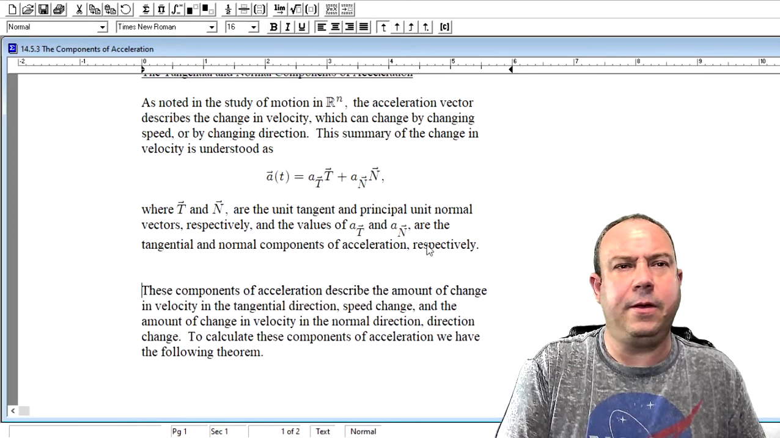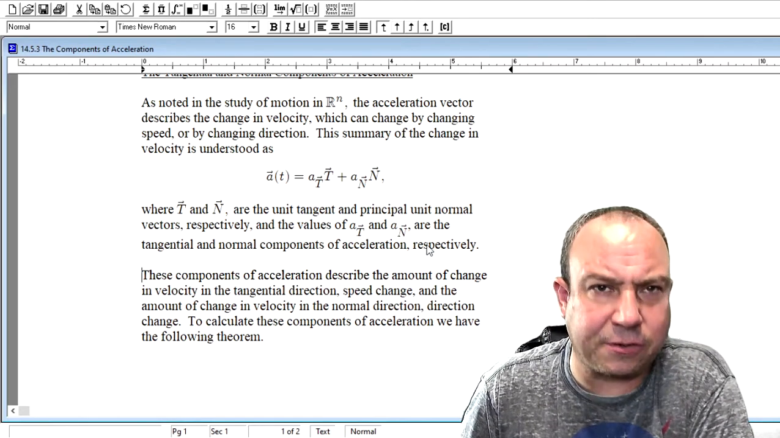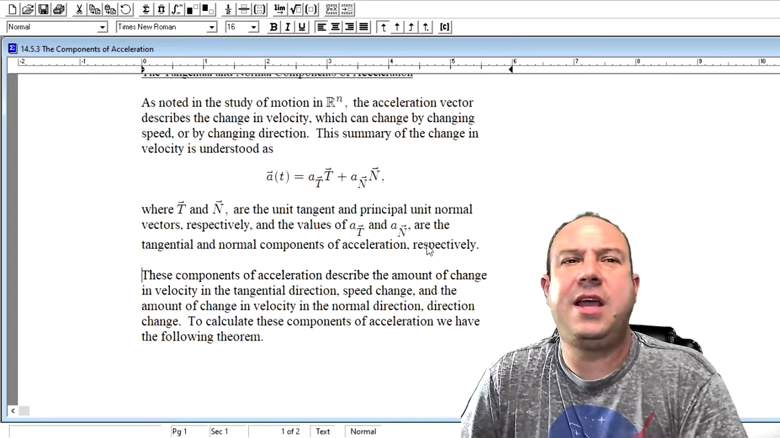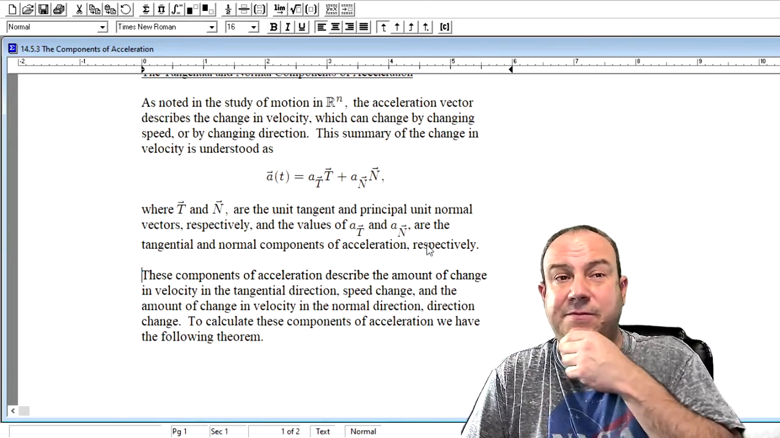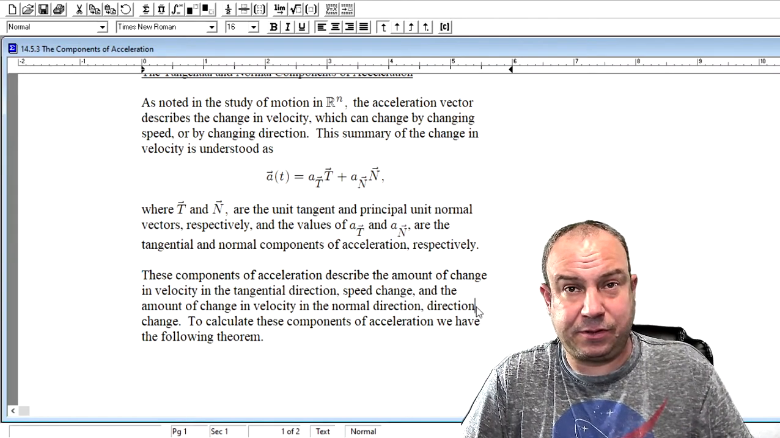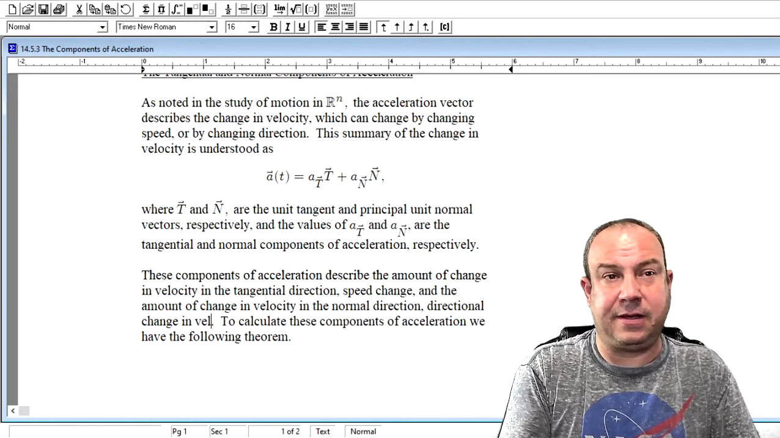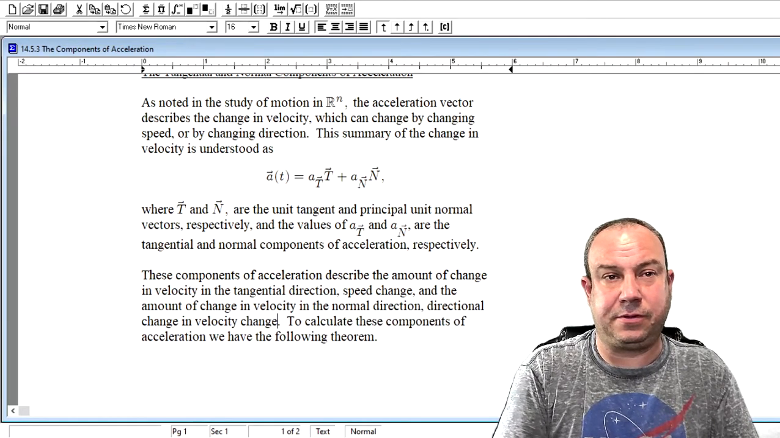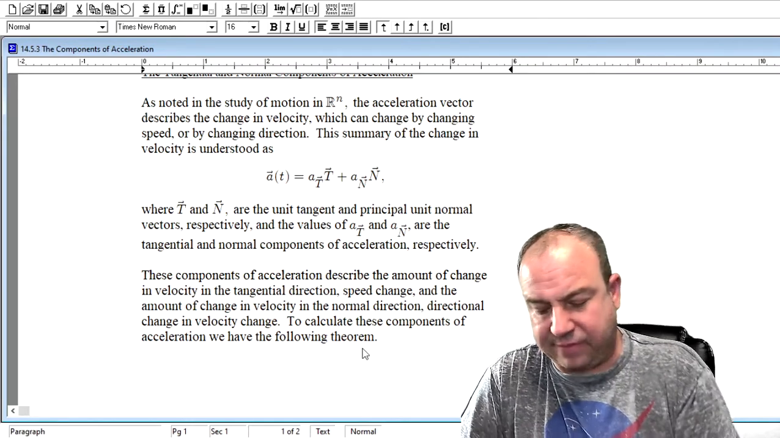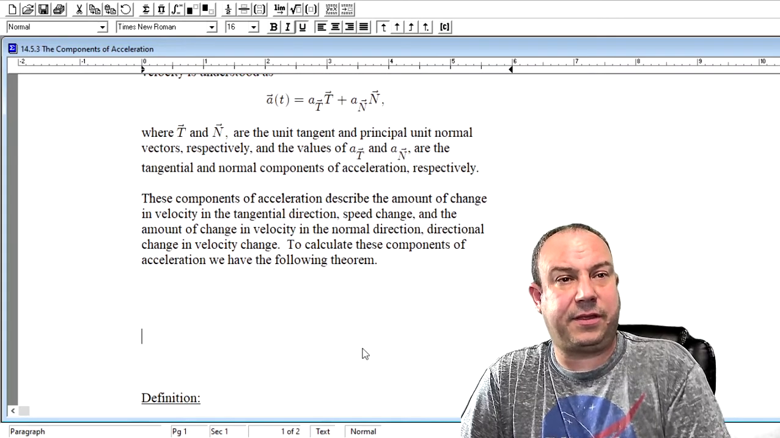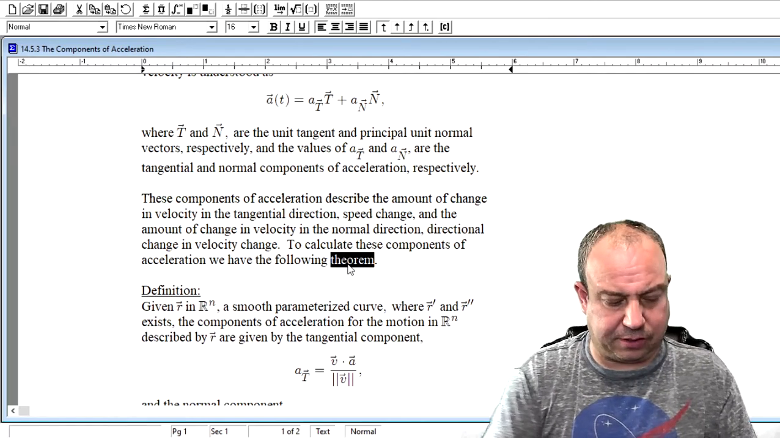We do go on to note these components of acceleration describe the amount of change in velocity in the tangential direction, speed change, and the amount of change in velocity in the normal direction, the directional change. We might say here directional change in velocity change. Let's say it that way. To calculate these components of acceleration, we have the following theorem. Actually, I should say the following definition.